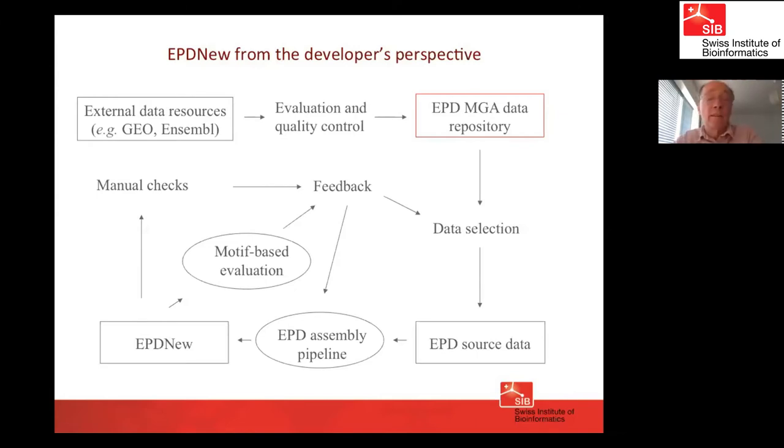Now, these data go to a quality evaluation control and some never make it into the MGA data repository. I listed here EPD MGA data repository, but the EPD is not really necessary because most of the data in the MGA repository are somehow relevant to promoters. Now, from there, we do a second selection step to select the input data for the EPD assembly pipeline. This is the computational pipeline that takes some data as input and in the end creates a catalog of promoters with consensus TSS positions.